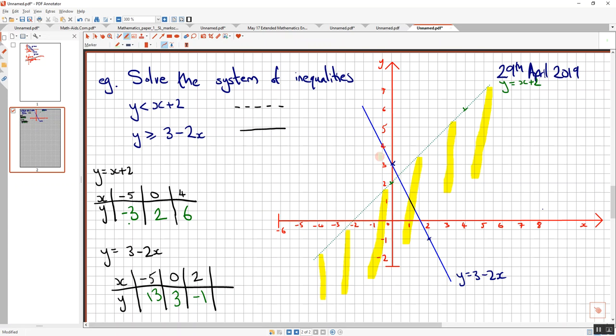If I want y, here's my other line, y is greater than or equal to 3 minus 2x. And I want greater than. Am I going to shade underneath the line or above the line? Above. Okay, and this is above the line here, yes? Is everybody cool with that? Yeah. So I would shade above it. So I would shade all this bit.